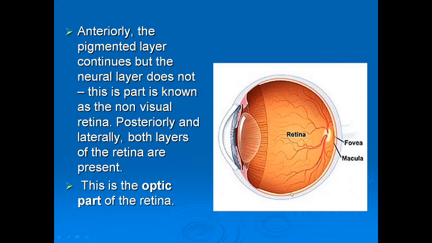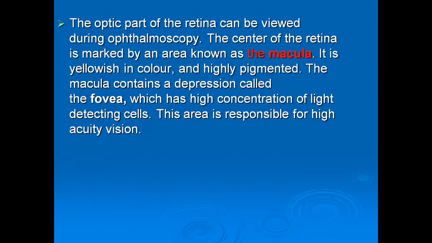So once again, our retina is divided into the non-visual retina anteriorly without photoreceptors, and the optic part located more posteriorly and laterally. The optic part includes photoreceptors of the retina. The optic part of the retina can be viewed during ophthalmoscopy.